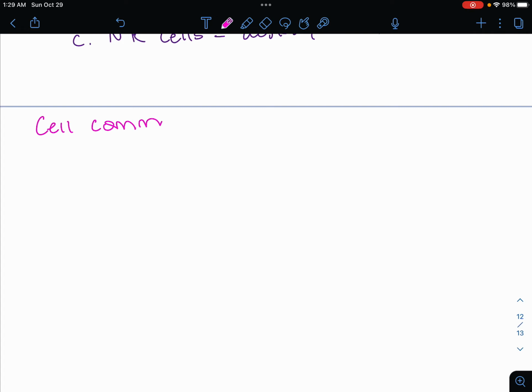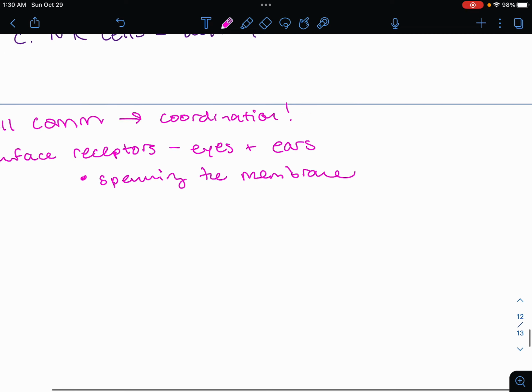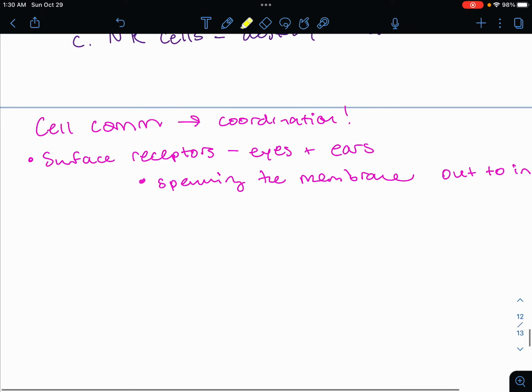Alright, so communication, again, coordination is the big key here. Surface receptors will be like the eyes and ears. They're going to be spanning the membrane, and that's going to mean out to in. They're going to be the connecting mediators.